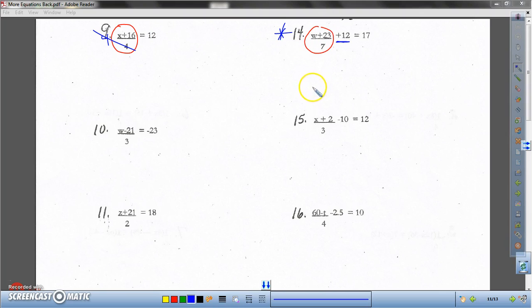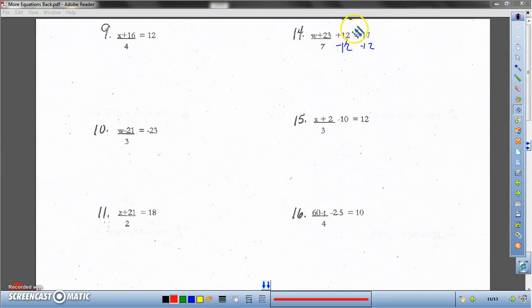So just make sure that you get enough practice with these two different types where you know, in this scenario, I multiply and that's all. In this scenario, I have to subtract to get back to a problem that looks like this. So my first step here is to undo this addition by subtracting 12 on both sides. And that's going to cancel that 12 and leave me with just the w plus 23 over 7 is equal to 17 minus 12 is 5.